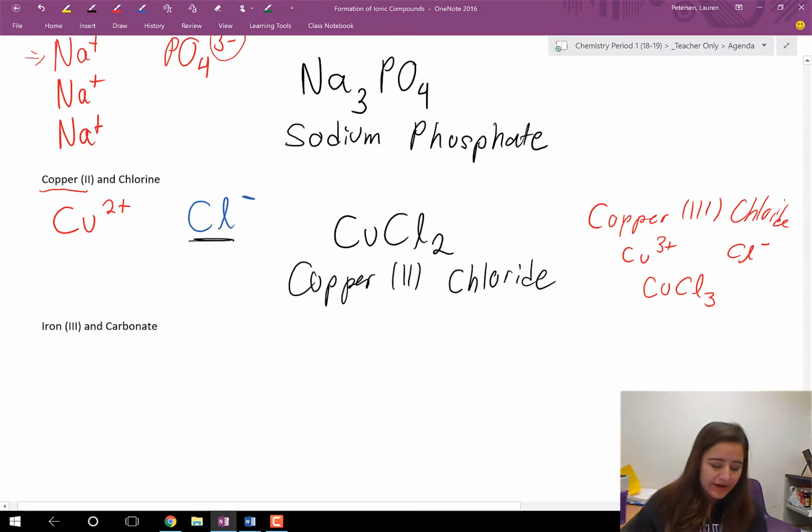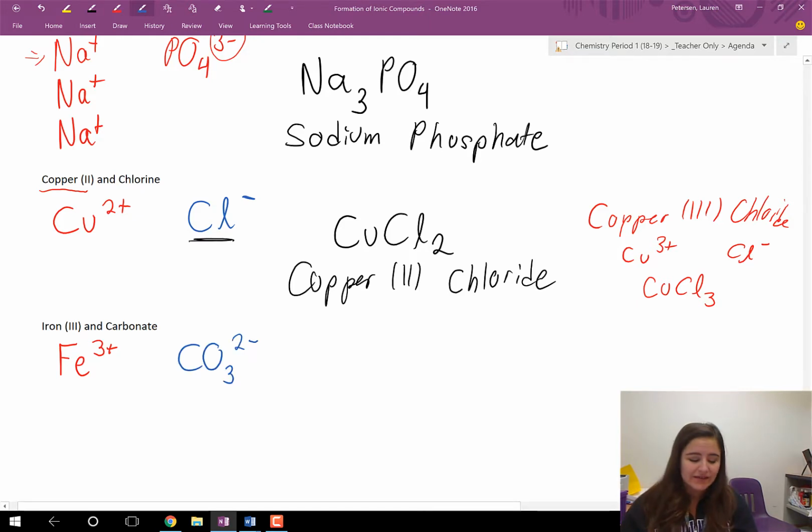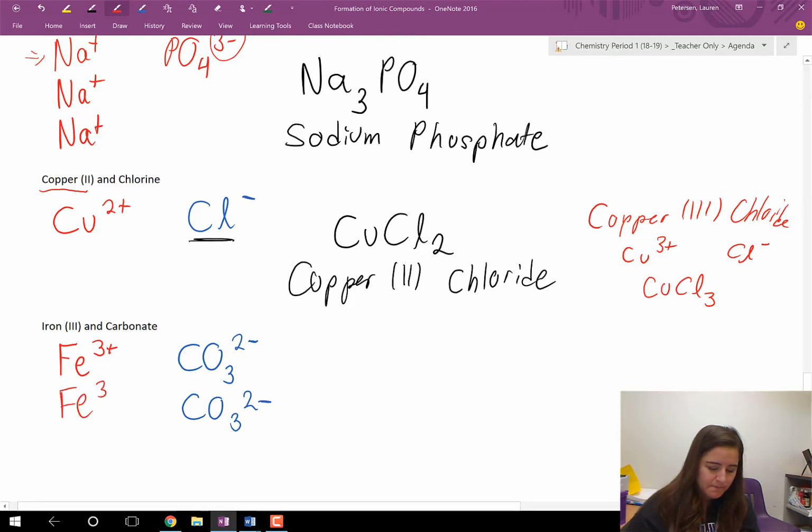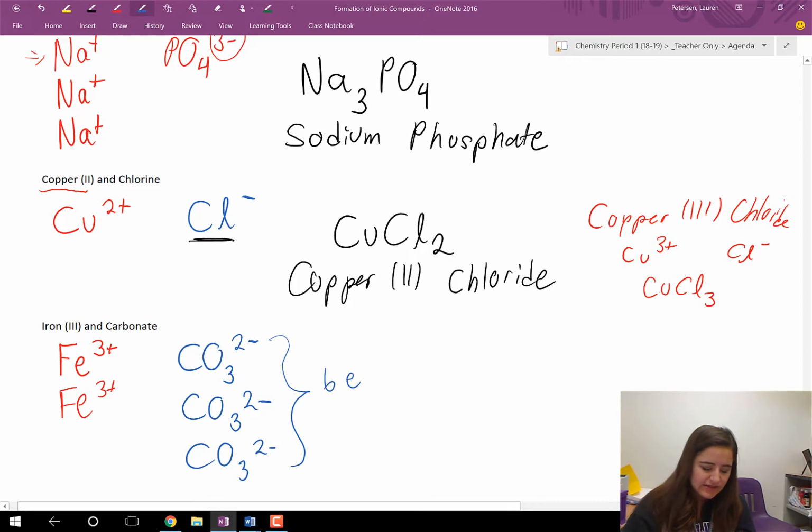And one more example, iron 3, so that's Fe with a 3 positive charge. This is a hard one. And then carbonate. Carbonate is one of our polyatomics. It is CO3 2-. Okay. So in order to balance out these charges, I'm going to need another carbonate. So now I have 4 negative charge, but only 3 positive. So I'm going to need another iron. And another carbonate. That brings it to a total of 6 positive and 6 negative, okay? There's a transfer of 6 electrons and the charges are balanced.